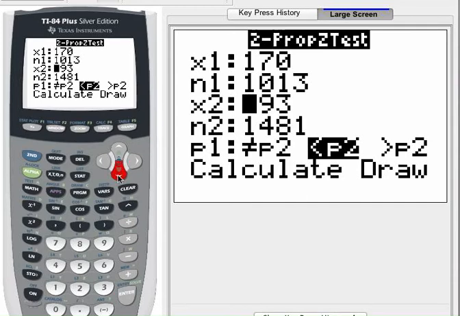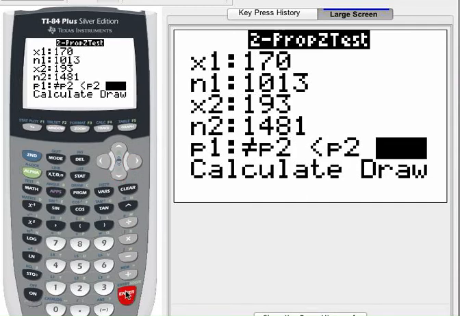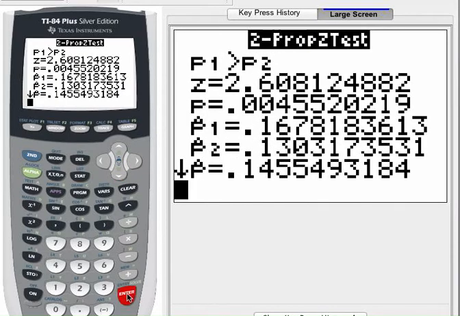Now we have to get the direction of the alternative hypothesis correct. That's the greater than alternative. And then we can calculate our p-value. So there's the z-score, the 2.608, and there's the p-value of 0.0046.